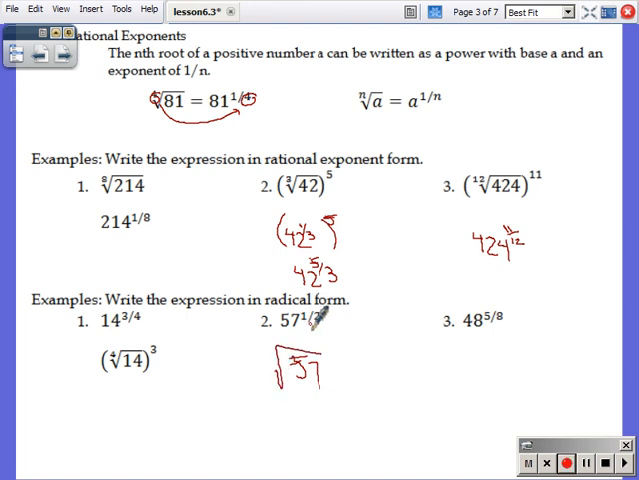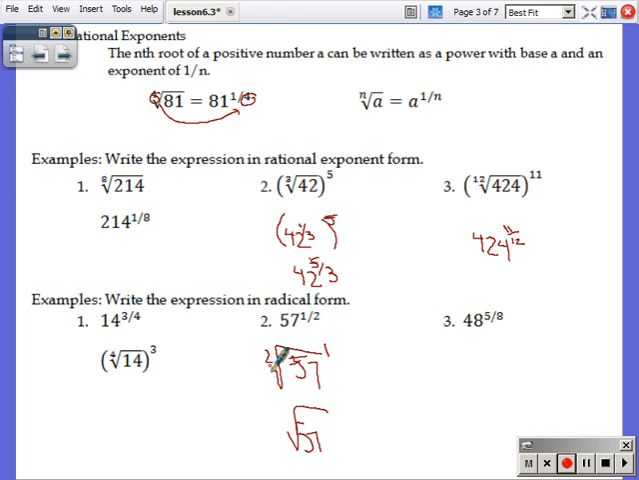Well, what root is it? It's the second root, and it's raised to the first power. But realize the second root, read another way, is a square root, and we really don't need the 2 there, nor do we need the exponent of 1. 57 to the 1/2 is the same as saying the square root of 57. It's the only root that I don't need to see a number for.